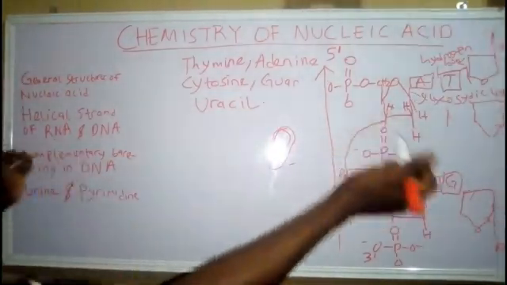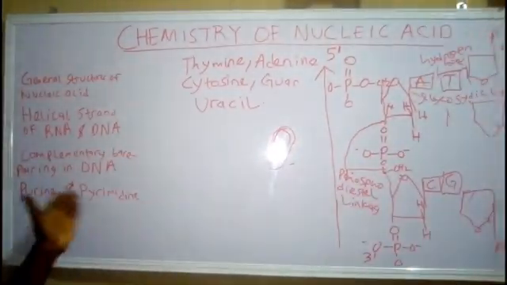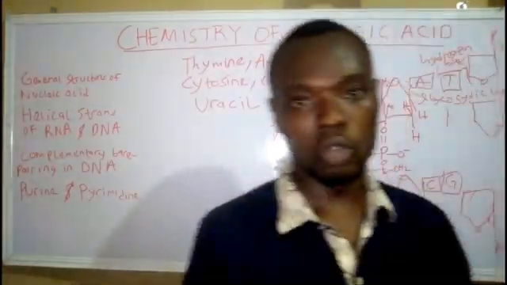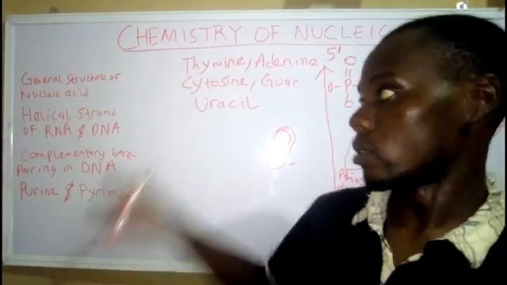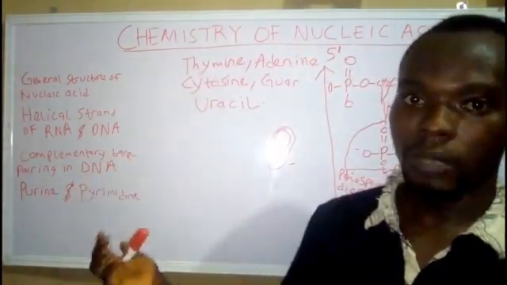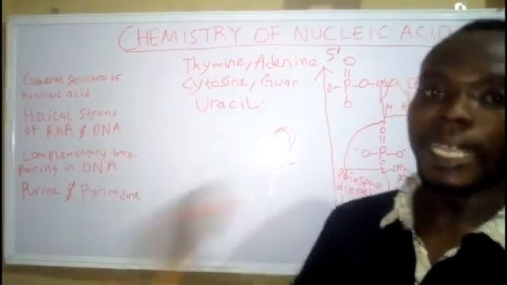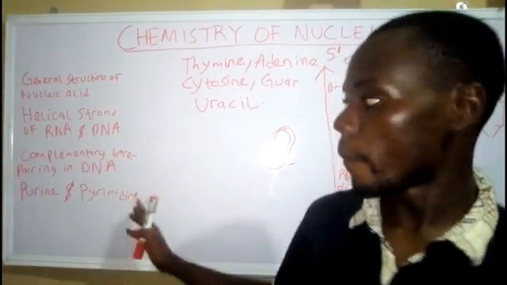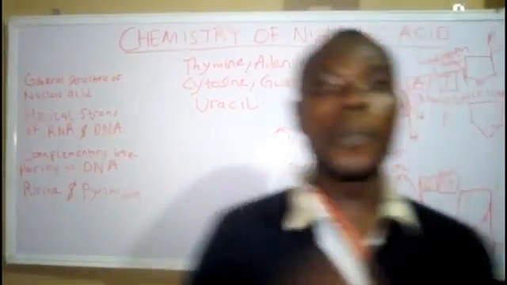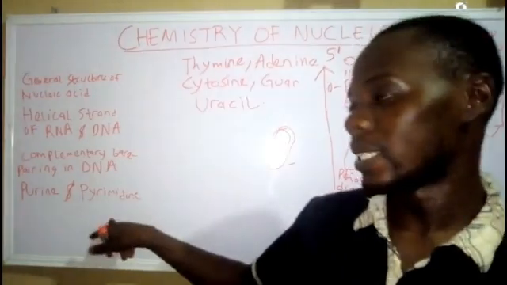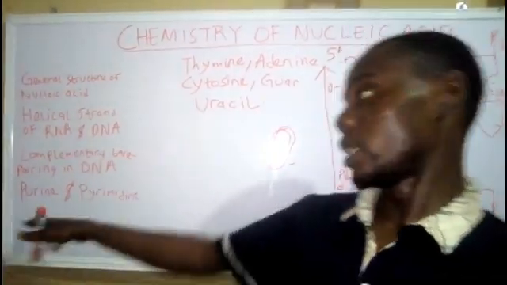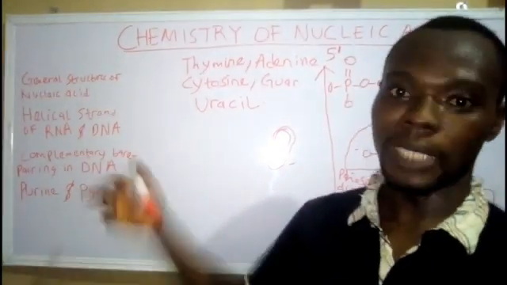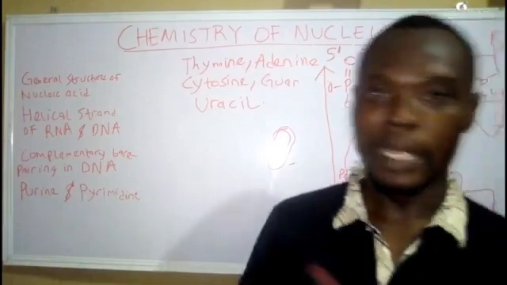So let's finally, having done that, let's talk about the purine and pyrimidine. Now purine and pyrimidine, they are organic bases in DNA and RNA, in nucleic acid. For example, now in DNA, DNA could either contain purine or pyrimidine. Are you getting it? So now purine is made up of adenine and guanine, while pyrimidine is made up of cytosine and thymine. Are you getting it? So that's in DNA.